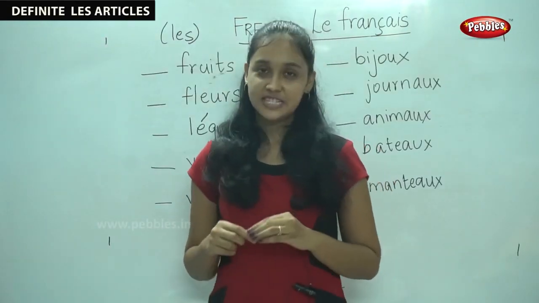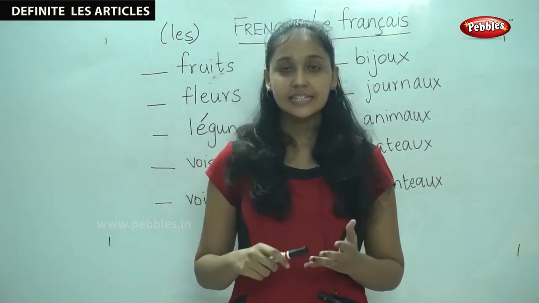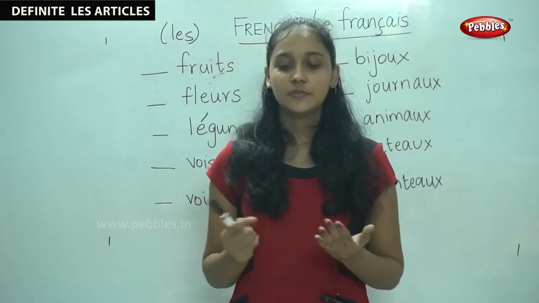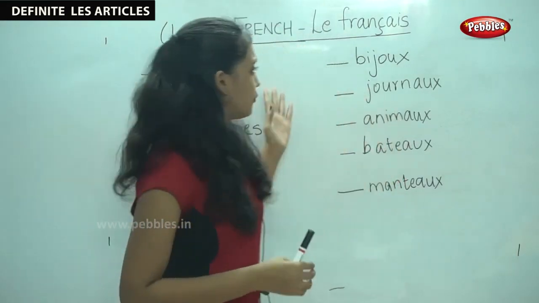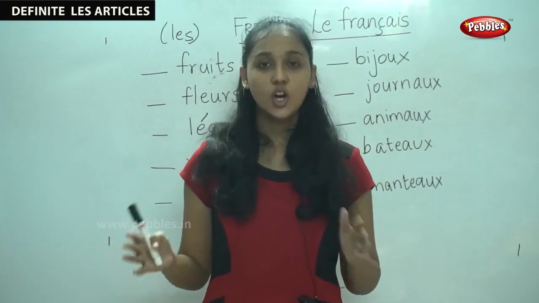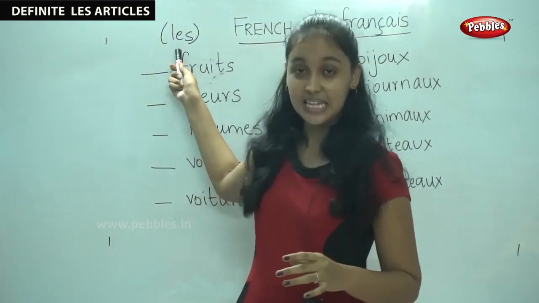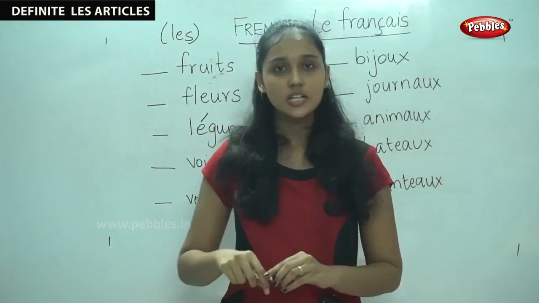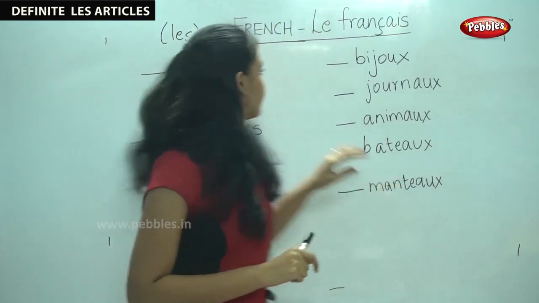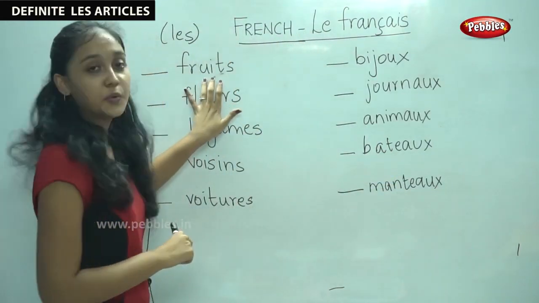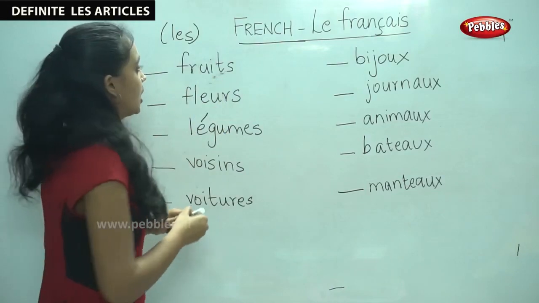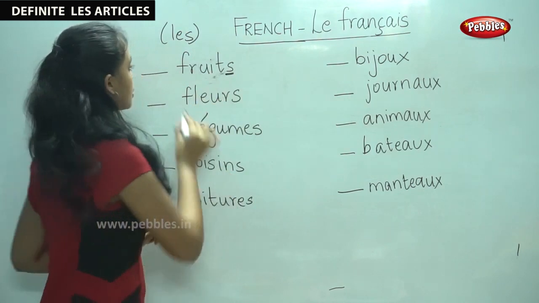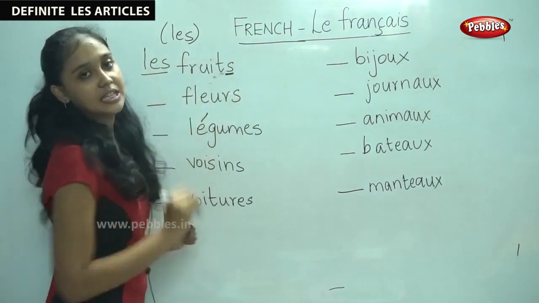Now that we have seen the nouns that use le, la, and L apostrophe, we will move on to the next one, which is the plural form. In the plural form, whether it is masculine or feminine, we use the article L-E-S. L-E-S is used for all plural forms, whether masculine or feminine. So shall we see some examples? For example, take the word fruits. Notice the S at the end. This shows that it is in the plural form. So we say les fruits.